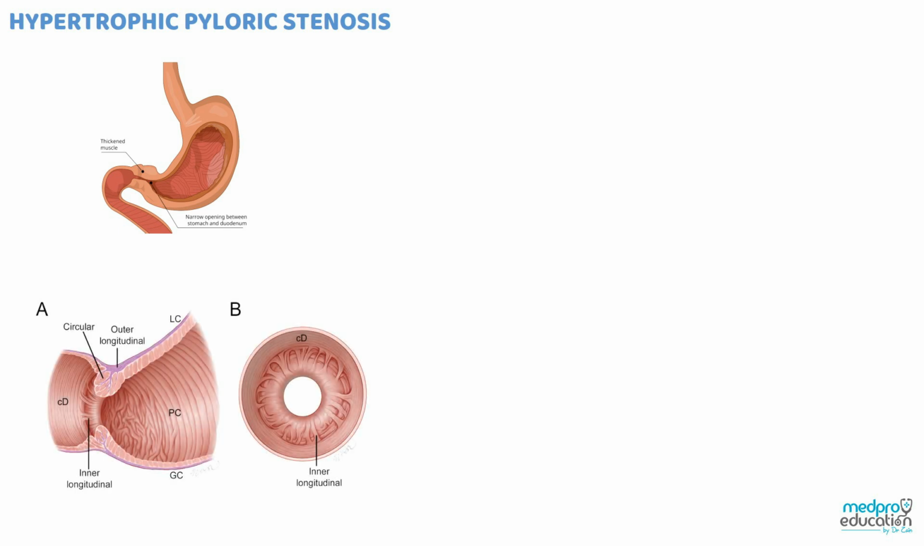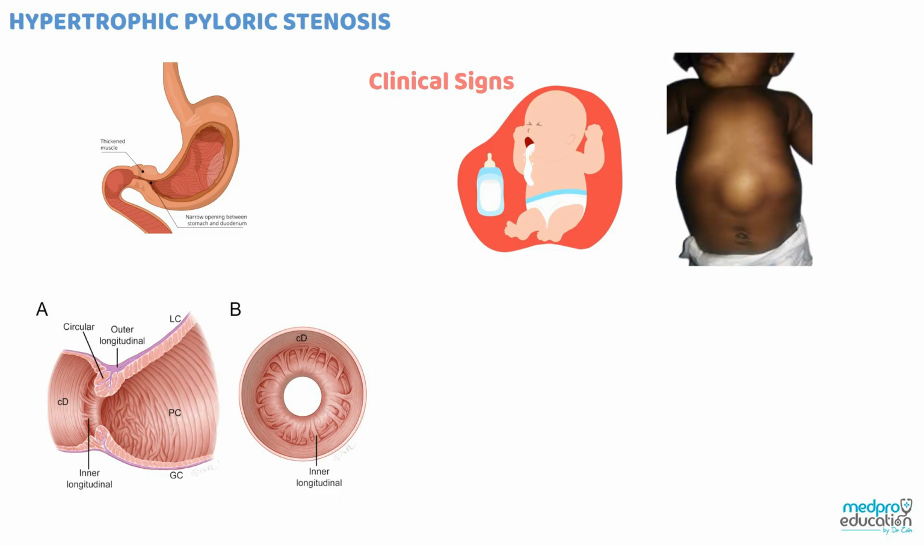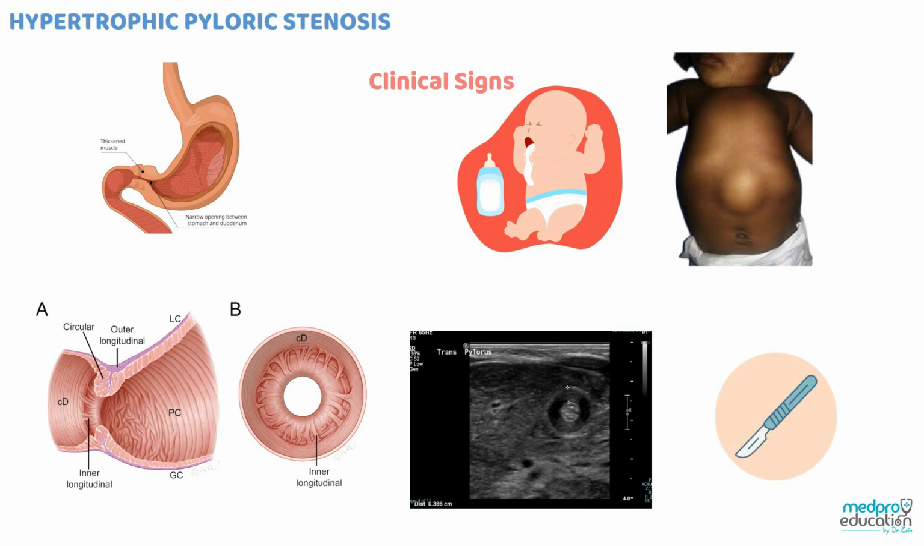Hypertrophic pyloric stenosis is caused by thickening of the pyloric muscle, leading to obstruction of gastric emptying. It typically occurs in firstborn males and presents between 2 to 6 weeks of age. Key clinical signs include projectile non-bilious vomiting, palpable olive-shaped mass in the epigastric area, visible gastric peristalsis moving from left to right. On ultrasound, the pyloric muscle appears elongated and thickened. Surgical correction with pyloromyotomy is curative.